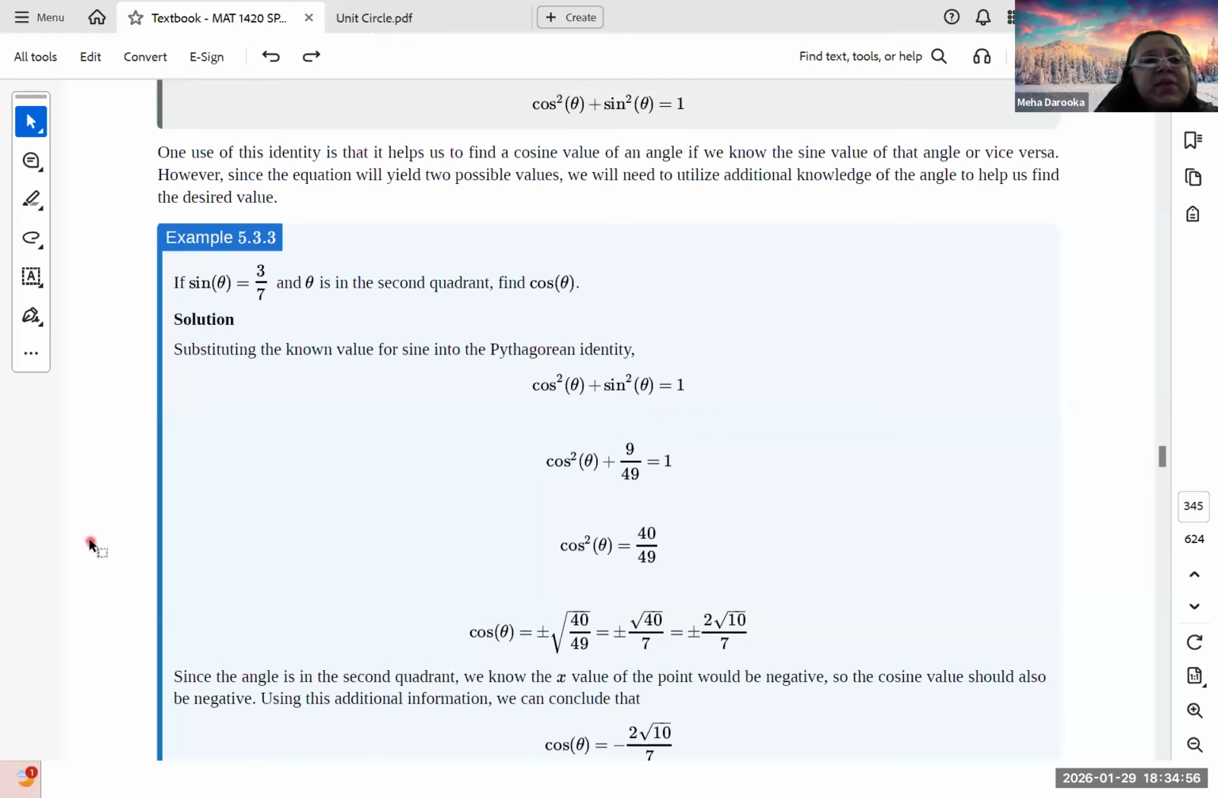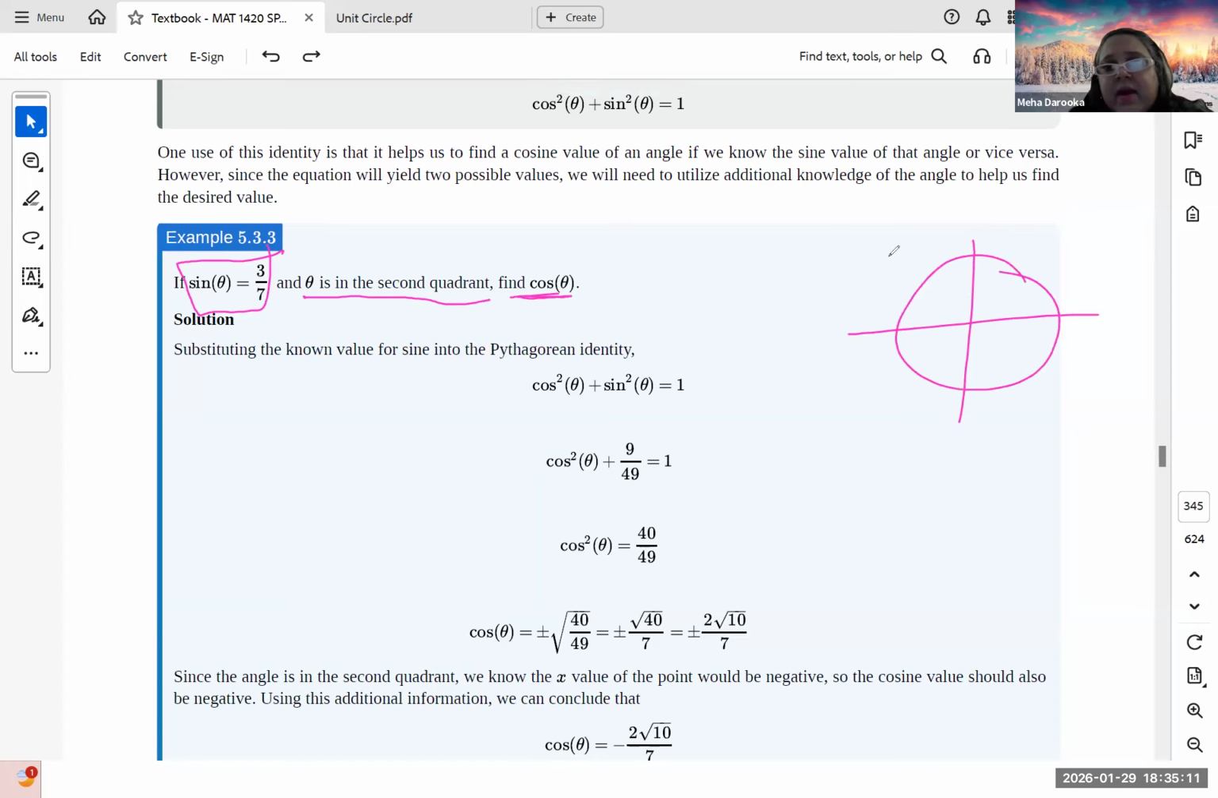So here you can see we are given the sine of theta as 3/7. They're telling us theta is in the second quadrant, and they want us to find cosine of theta, right? So just to give you a quick image, if we're talking about the angle being in quadrant 2, remember that means this point is going to be somewhere over here on our circle. So using this Pythagorean identity, cosine squared plus sine squared equals 1, we will of course go ahead and replace your sine of theta with 3/7.